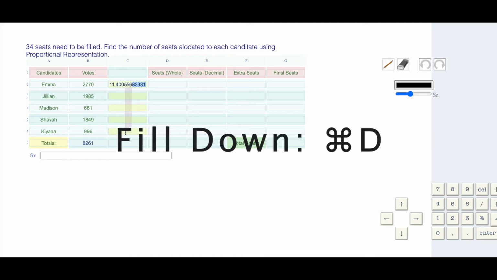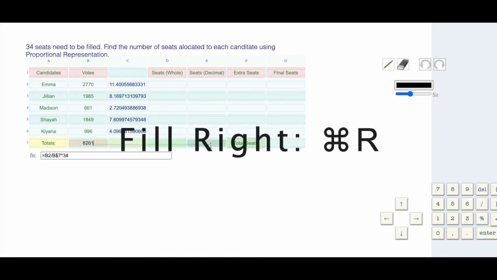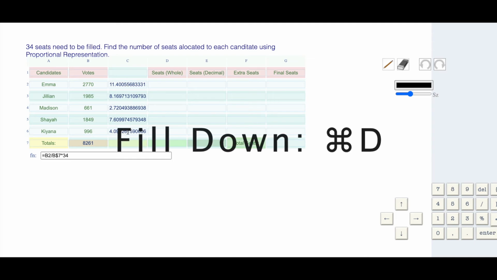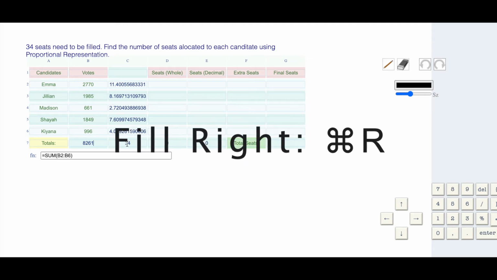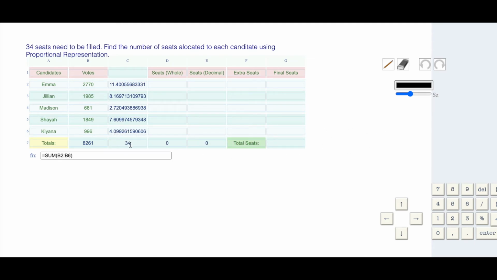And then I fill that down. I'm just going to fill this right, Command R. To fill down is Command D. To fill right is Command R. Does that add up to 34 seats? It does. This is our 34 seats.